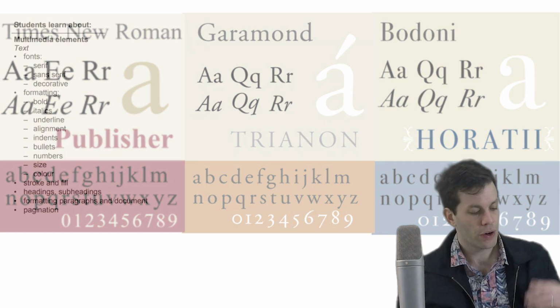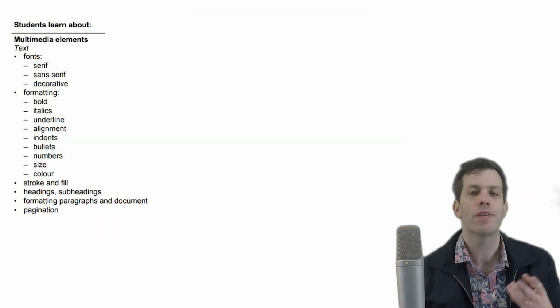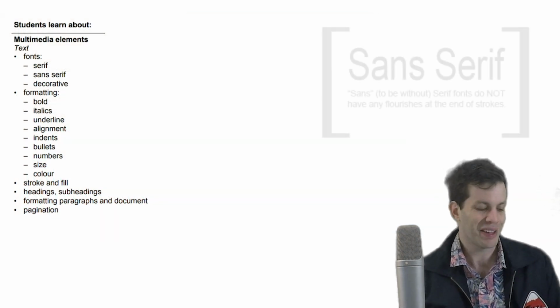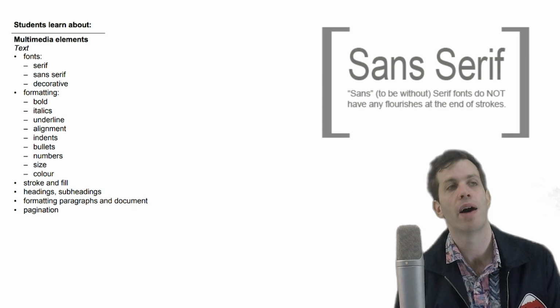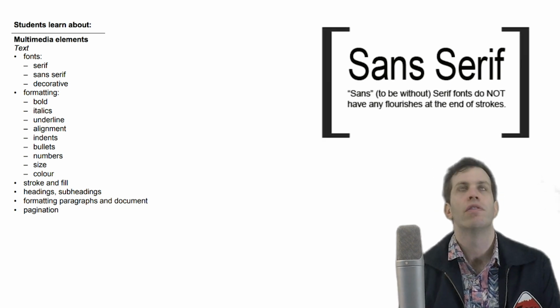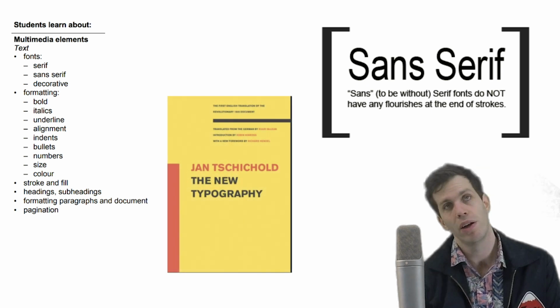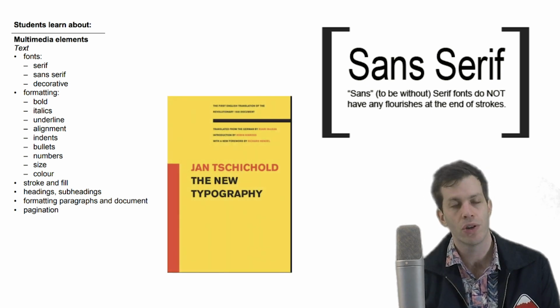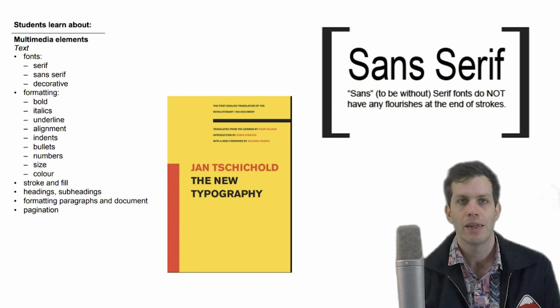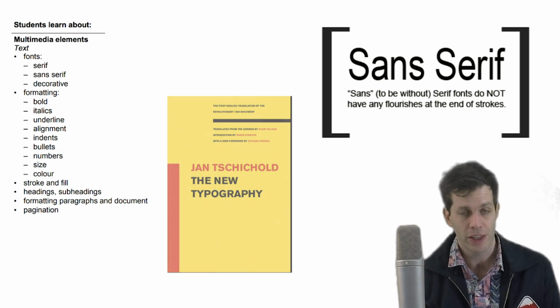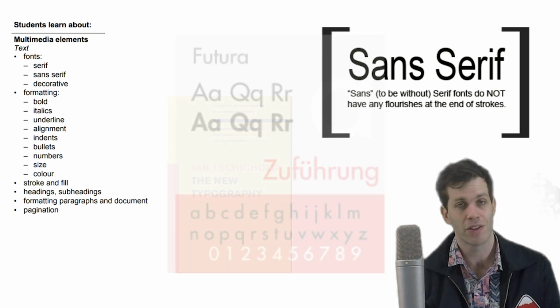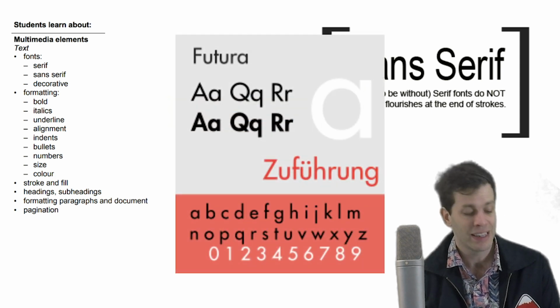Okay, so sans serif is the other main type of font, and that's relatively recent. It doesn't go back to that medieval time. We're going to the 19th century, early 20th century. Jan Tschichold, a typographer, brings out a manifesto called the New Typography, where he says we don't need these serifs, we need to strip back letter forms to their most basic.